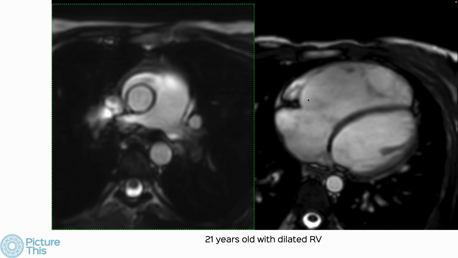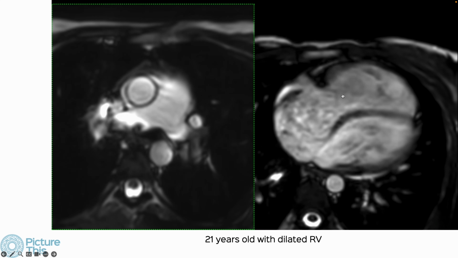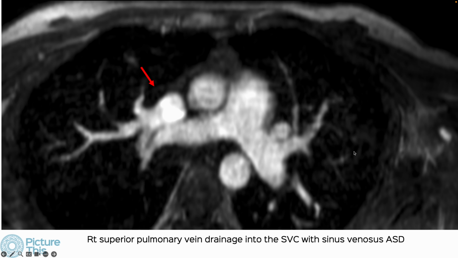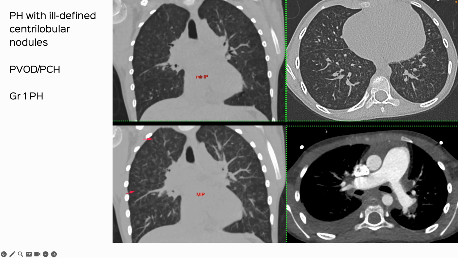It also happens with MR. This patient was sent as suspected ARVC, dilated RV. We always do a QP:QS, which, as you can see here with the absolute stroke volume, is almost 3:0 or 3:1. And we found this right superior pulmonary vein draining into the SVC with a sinus venosus ASD. So this is the second condition, shunts, where we make a difference.